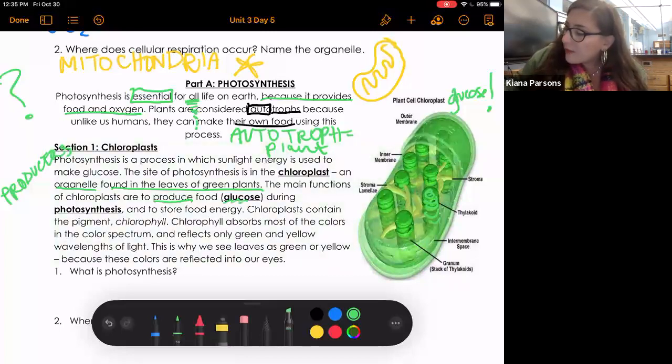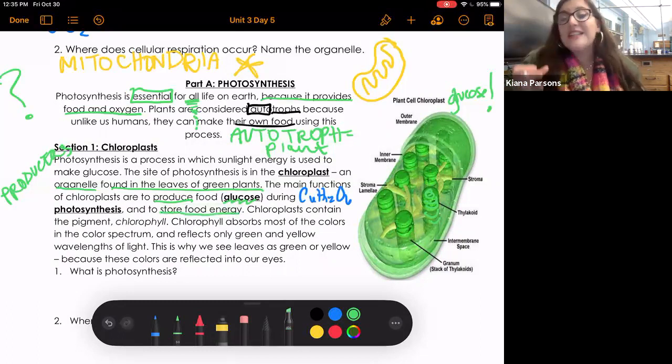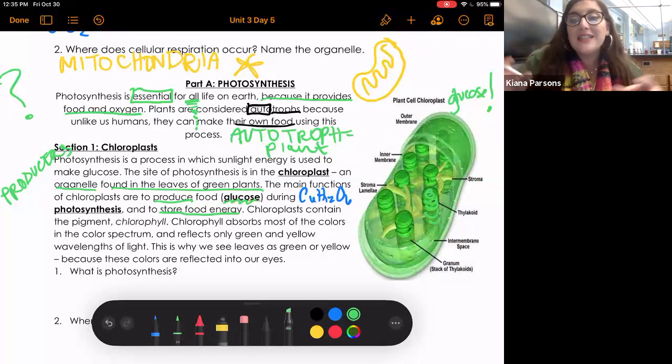And specifically, we're talking about glucose, which is C6H12O6, during photosynthesis and to store food energy. So the main functions of chloroplasts are to produce food during photosynthesis and to store food energy. So that's what is happening in those little pancake stacks. Within the chloroplast itself, not only is the glucose being synthesized, but it's then being stored. So they're making the glucose and then they're storing it there within the chloroplast.